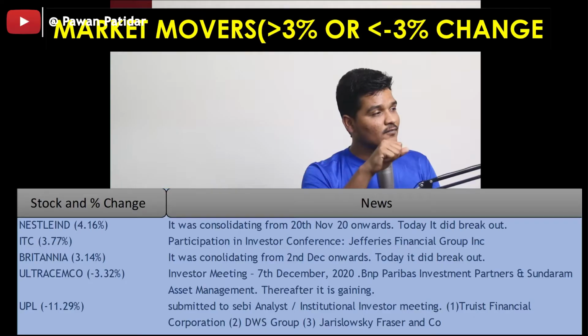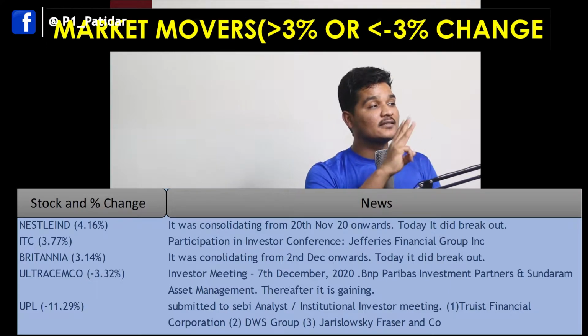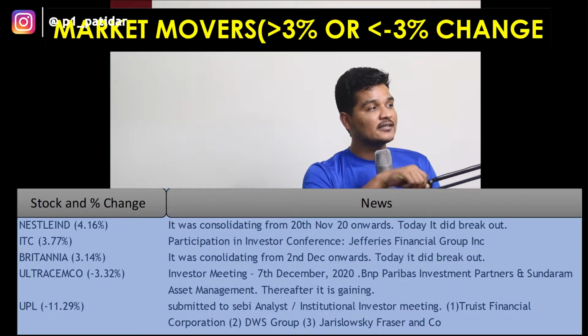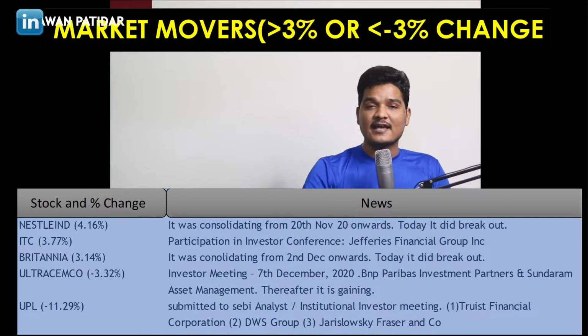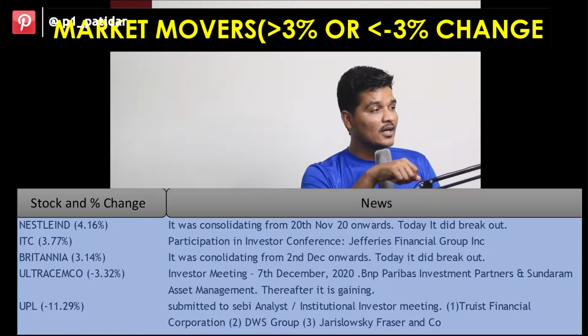So now let's see who moved the market today. What do I mean by market moves? It means which stocks moved the market, which were the stocks gaining greater than 3%, or which were the stocks which fell more than negative 3%. Well, these are the stocks which gained greater than 3%. There are three stocks which moved greater than 3%: Nestle India, ITC and Britannia. And there are two stocks which moved negatively. Well, they are UltraTech Cement and UPL.